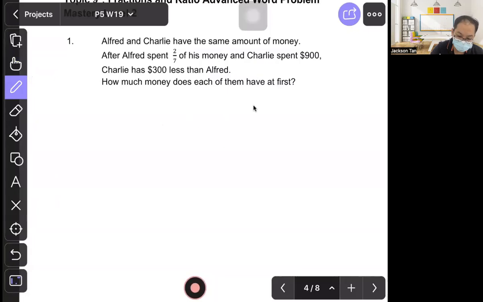So same amount, Alpha and Charlie, they spend 2, 7. 7 units spent. So take away. Charlie has $300 less. So maybe I cut this into 7 also, $300 less. So somewhere right here.